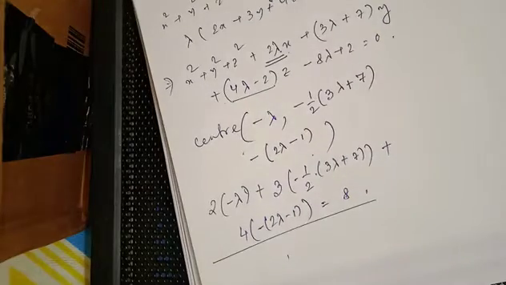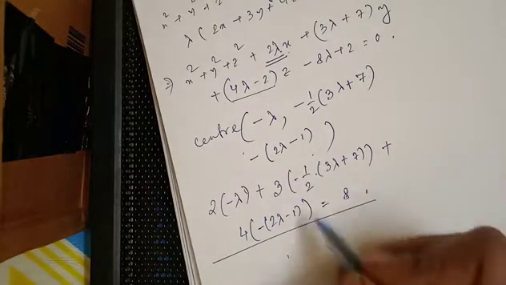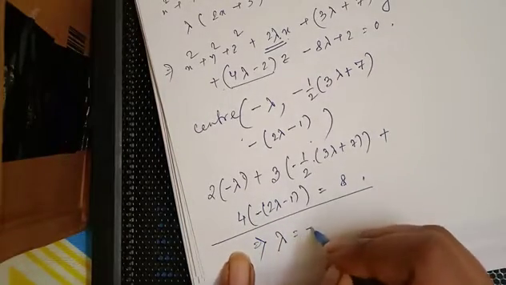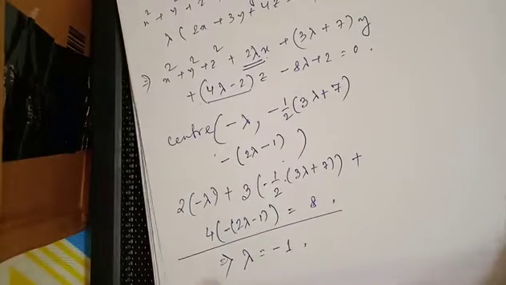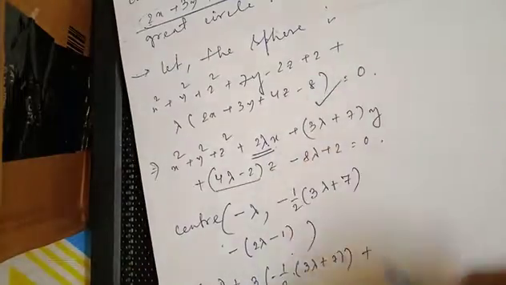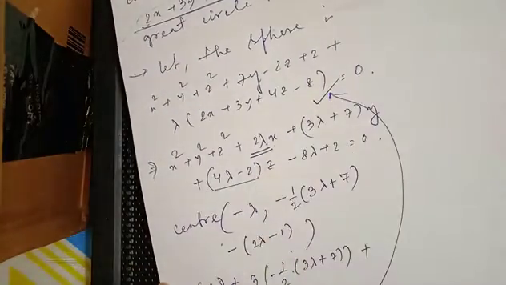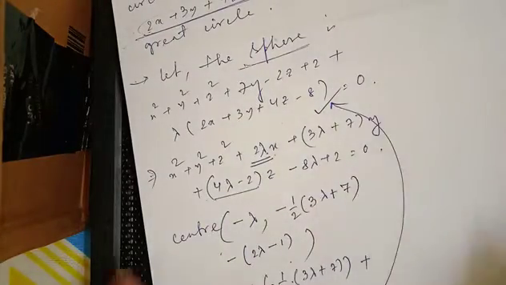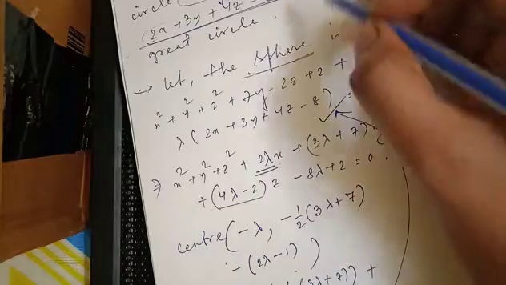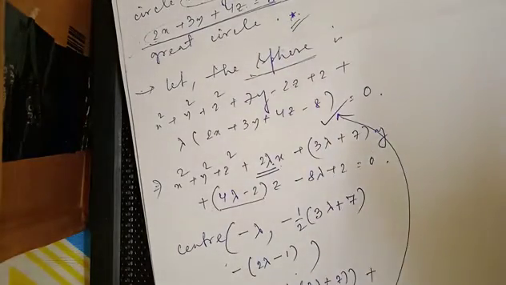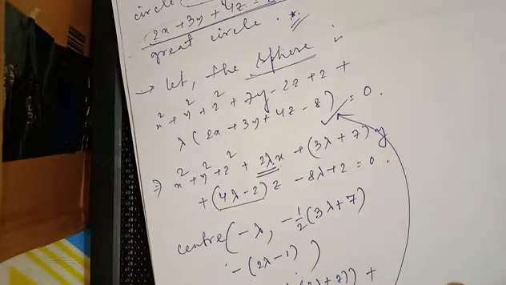Now this is a linear equation in lambda. You can easily solve it just by opening the bracket and simple calculation. So we are getting the value of lambda equals minus 1. Now put lambda equals minus 1 in that equation, and you will get the equation of the sphere, which is actually asked in the question. This great circle example is very important for the exam. Just remember one thing: the center of the sphere should lie on the radical plane. That's it.